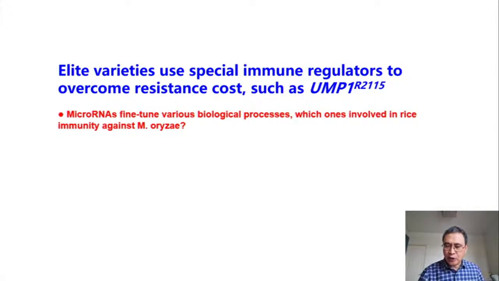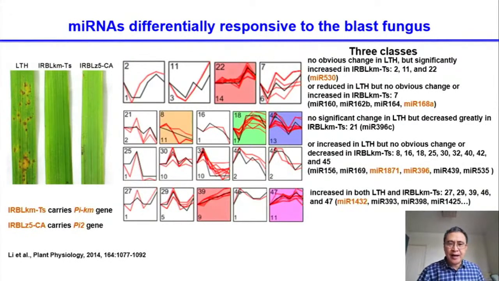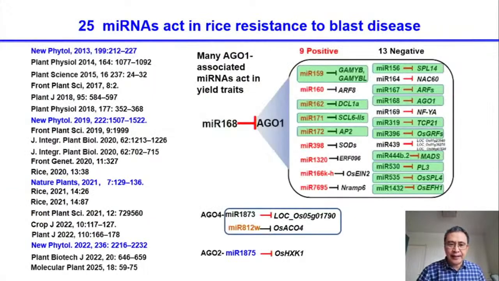Magnaporthe oryzae? To address this question, we examined the small RNA data between the susceptible line and the resistant line, and we identified a group of microRNAs that are differentially responsive to the infection of the blast fungus. And so far, in the past 13 years, 25 microRNAs have been reported to act in rice resistance to blast disease. On the left side, I show the published journals of these microRNAs. If you have interest, you can check back to these journals and find the detailed information.